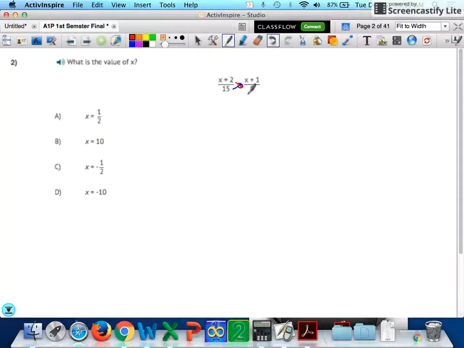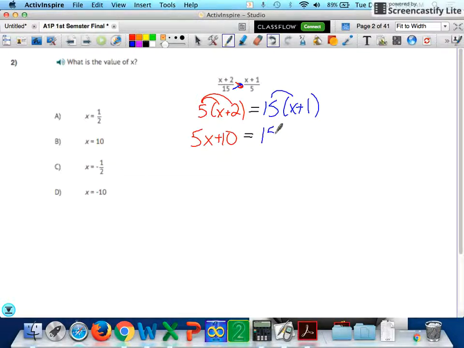This first one in red, what that is x plus 2 times 5. Well, that looks like this. Okay, 5 multiplied by our entire binomial, x plus 2. This equals our equal sign that was there that I accidentally wrote over. It drops down. What we have is 15 times x plus 1. Now I've got some distribution to do. When I do my distribution, I get 5x, and I get plus 10. What that equals is 15x plus 15.